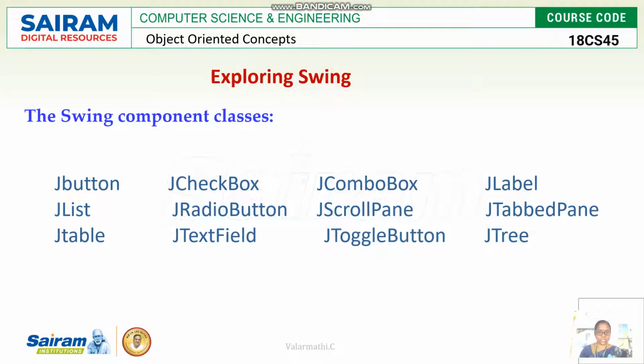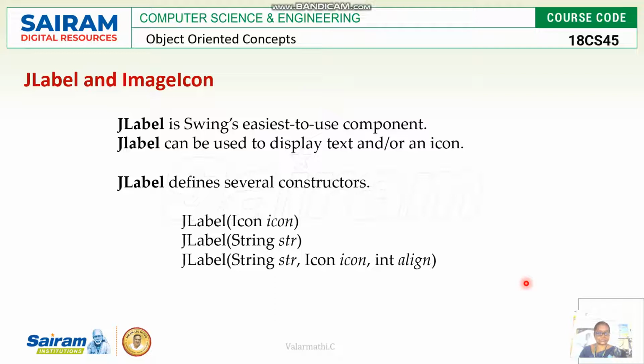When you are going to explore the Java Swing components, there are n number of components available in the Java Swing package. Here is the list of Java Swing components which are most popularly used in many of your form applications. The first ones are JButton, JList, JTable, JCheckBox, JRadioButton, JTextField, JComboBox, JScrollPane, JToggleButton, JLabel, JTabbedPane and JTree. So let us see the first one called JLabel and ImageIcon.